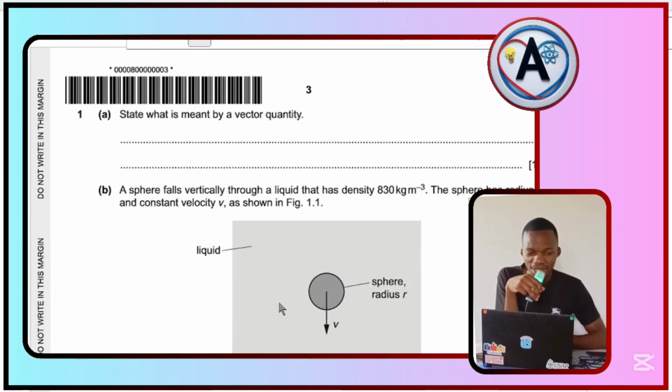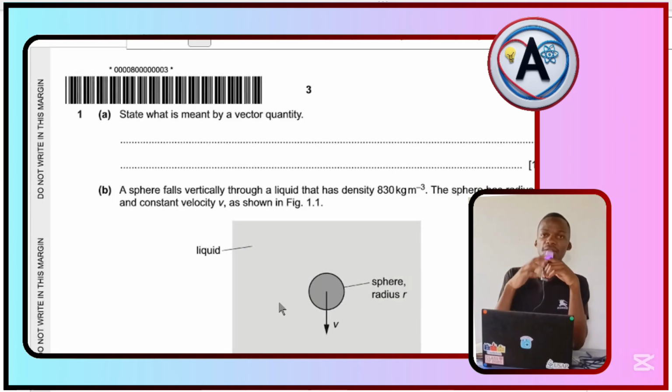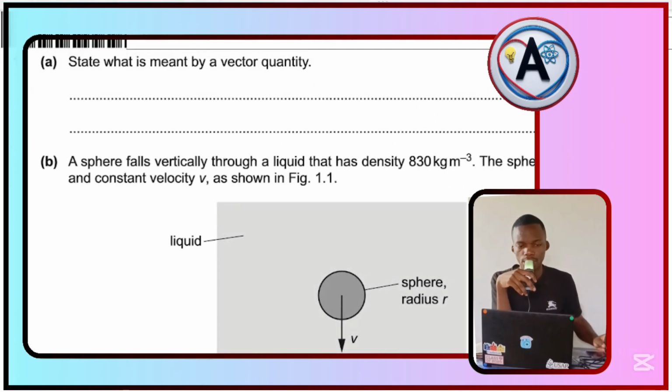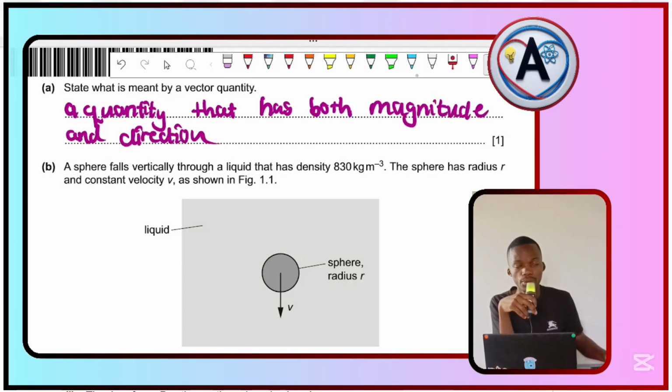We've been asked to state what is meant by a vector quantity. So we want to understand what is meant by a vector quantity. Now, a vector quantity is basically a quantity that has magnitude and direction. So I'm just gonna go right here and write that. So it's a quantity. Right, a simple example is displacement.